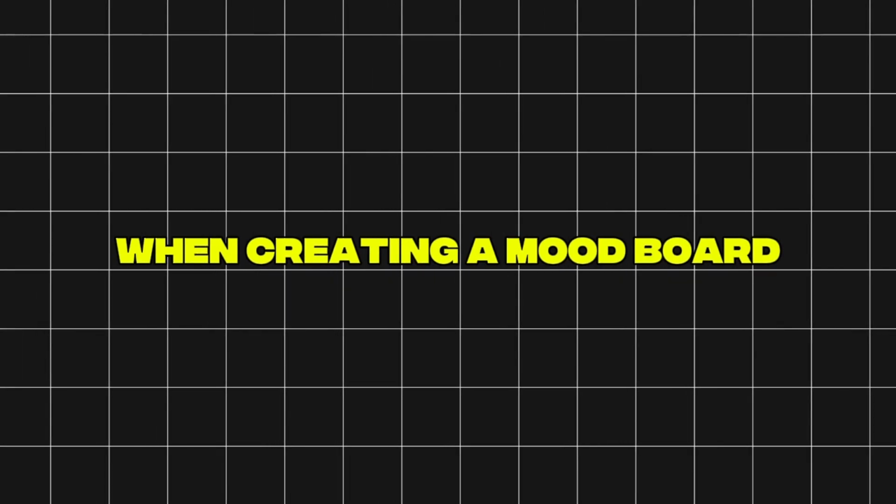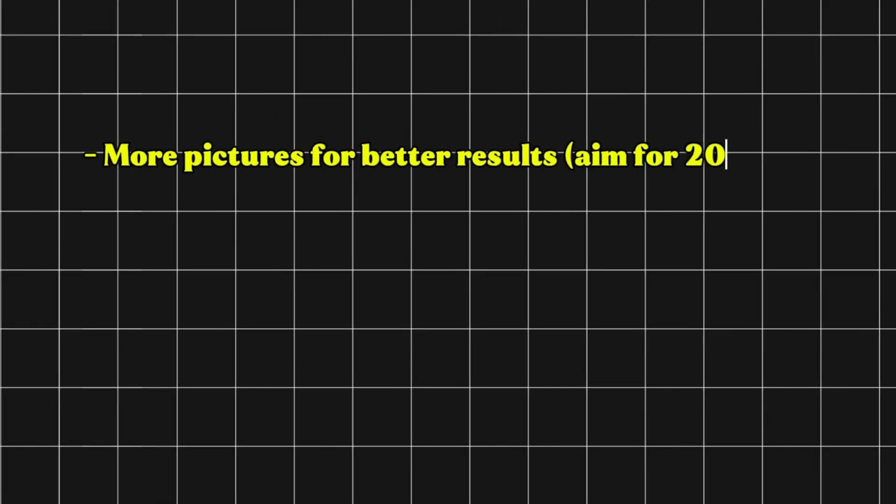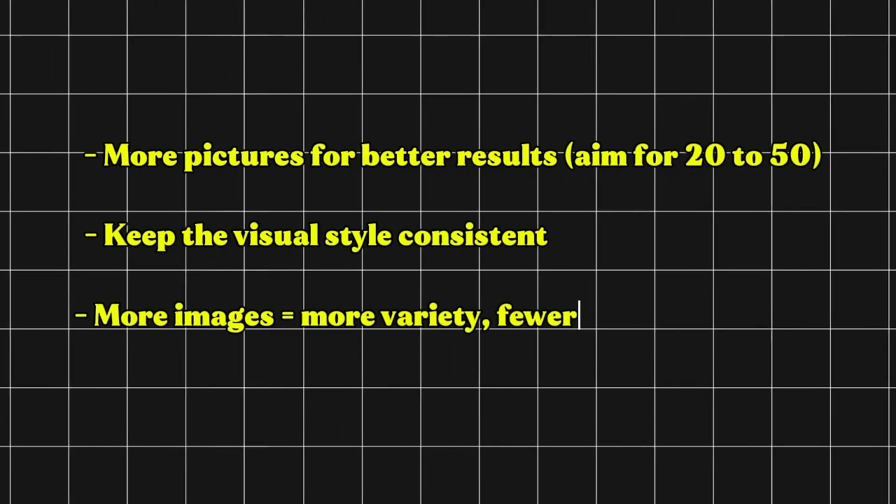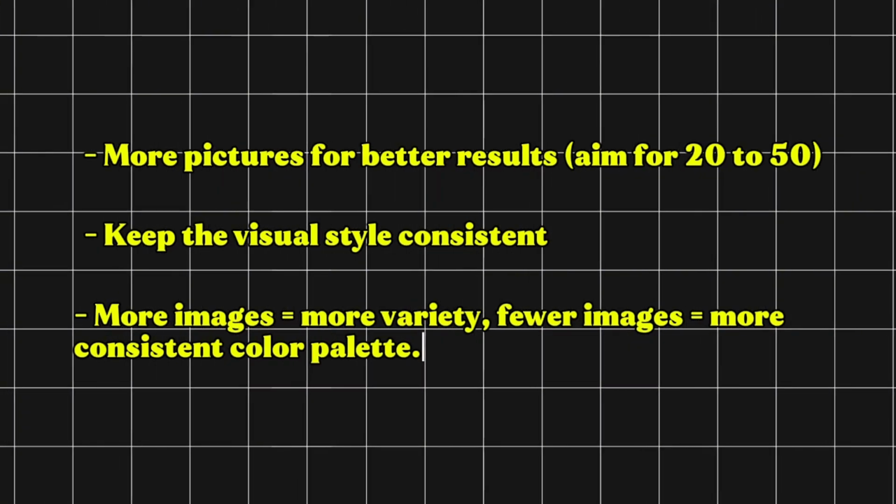When creating a mood board, here are some key tips. Add more pictures for better results. Aim for 20 to 50. Keep the visual style consistent. More images equals more variety. Fewer images equals more consistent color palette.